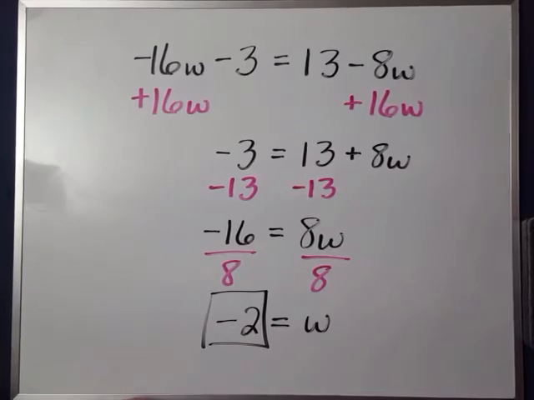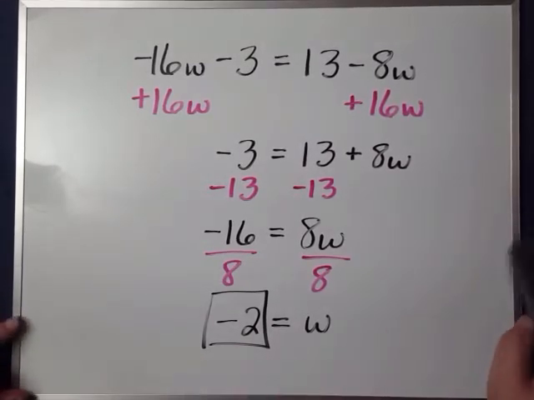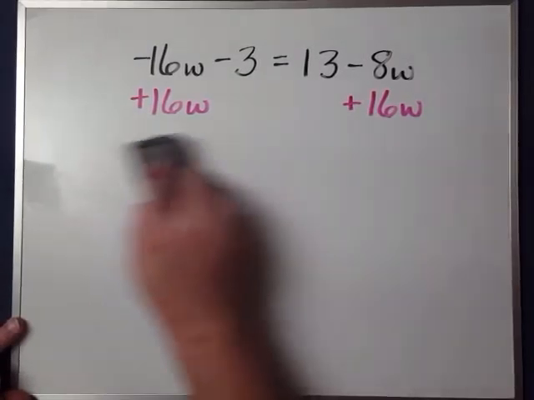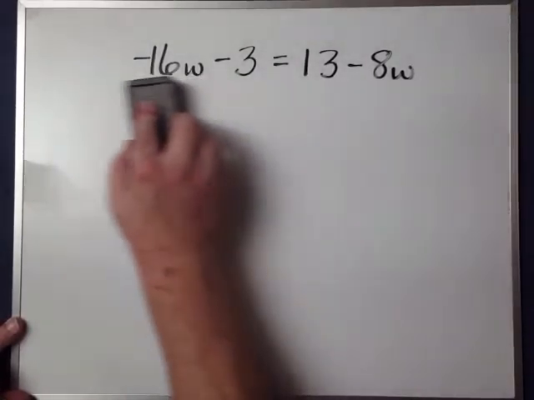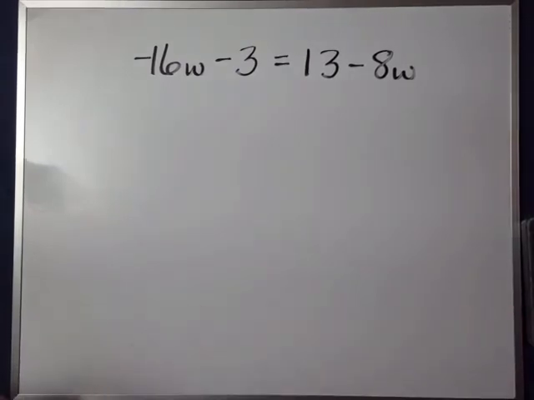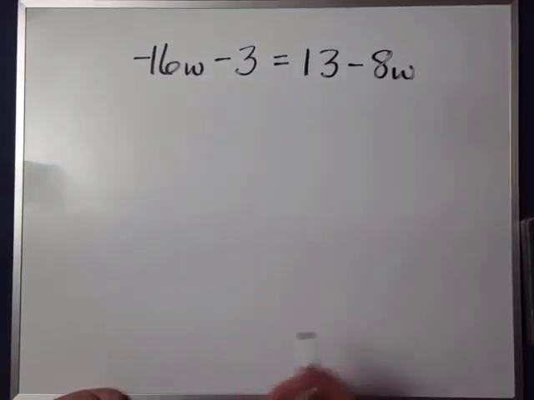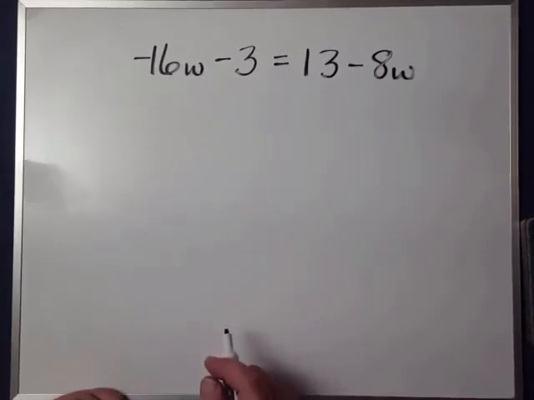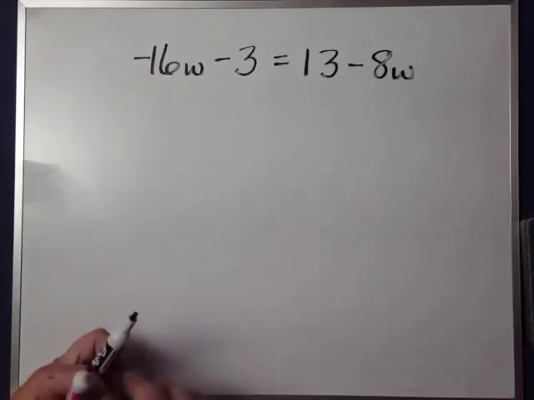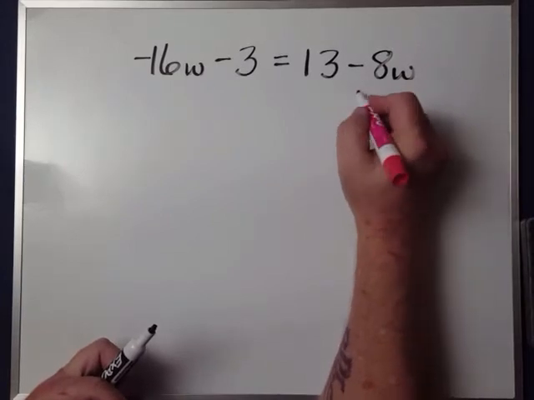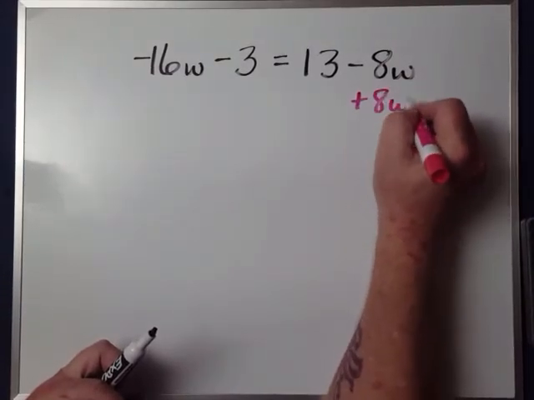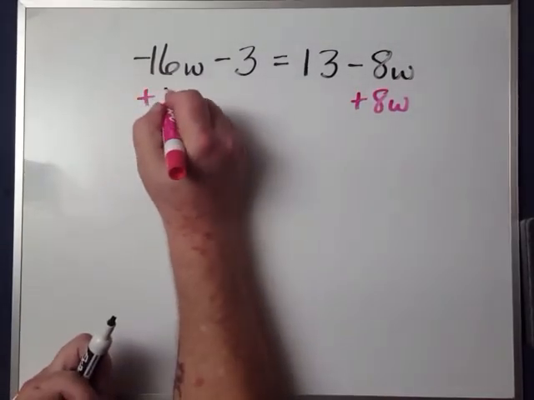Let's go back and rework this time taking my variable to the left-hand side. Again, both sides are already simplified. We're ready to move our variable. We've decided this time to collect w's on the left. That means we want to destroy them on the right. We'll add 8w to both sides.